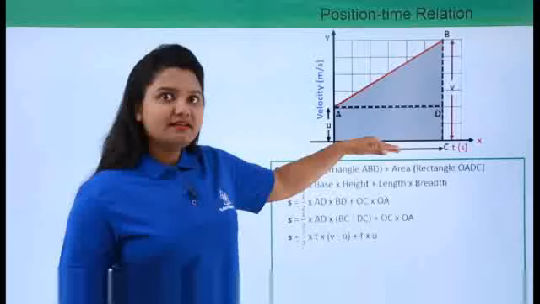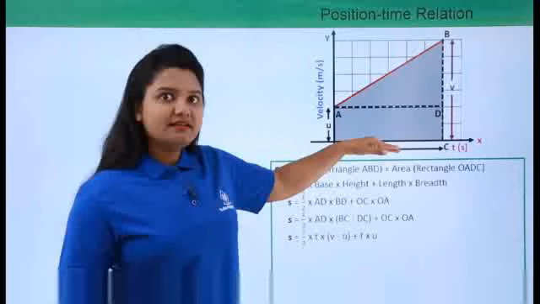Now, S will be equal to half (V minus U) into T plus UT. On evaluating this expression, we will take this as our equation number 1 and use it later in this derivation. Now, from the first equation of motion, we know that V equals U plus AT. So, V minus U will be equal to AT. Let us take this as our equation number 2. We will be using both the equations now in the process of derivation.